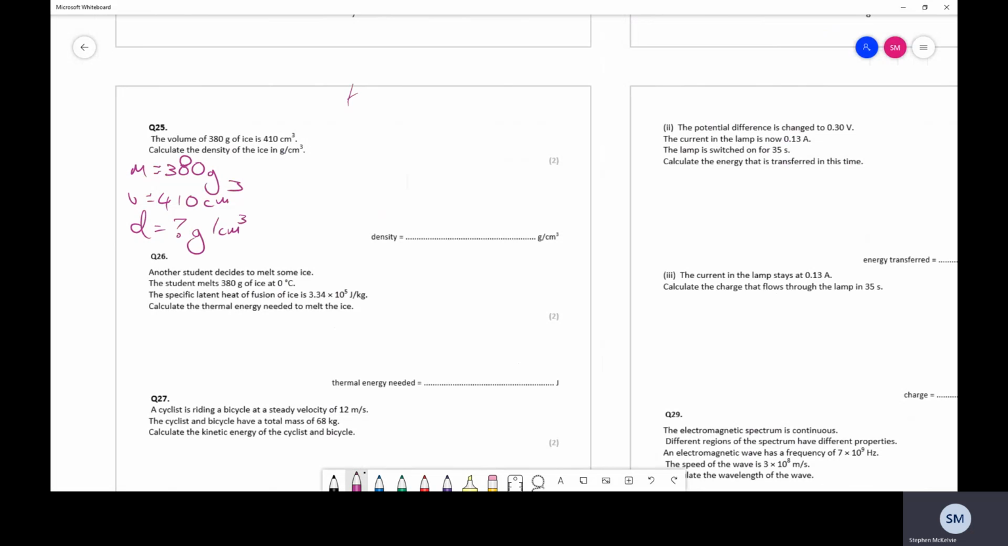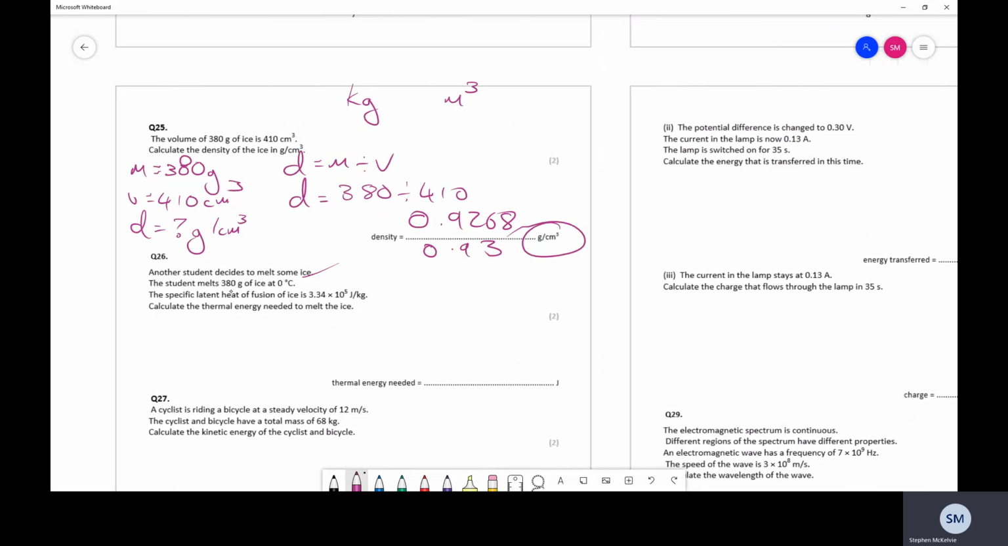Now, normally we like to go down to kilograms or to meters cubed, but look here, the units are asking you for grams per centimeter cubed. So check those units before you start. Check yourself before you wreck yourself, as cool people say. Density is mass divided by volume. Density is therefore 380 divided by 410, and that gives us the answer of 0.9268. 0.93, good enough.